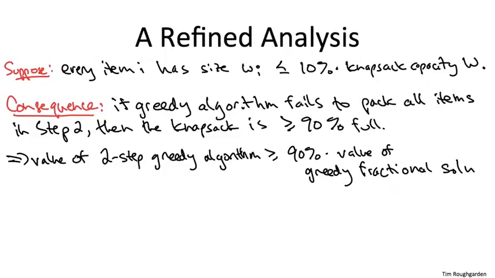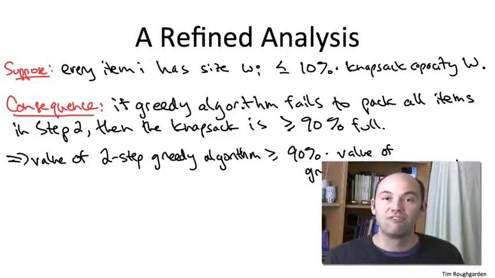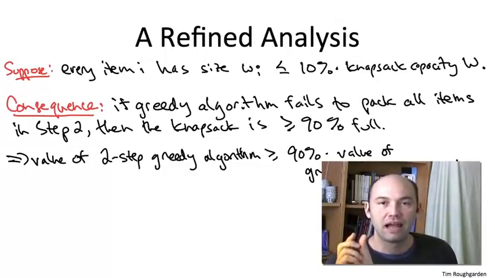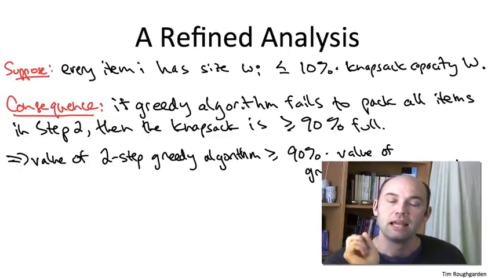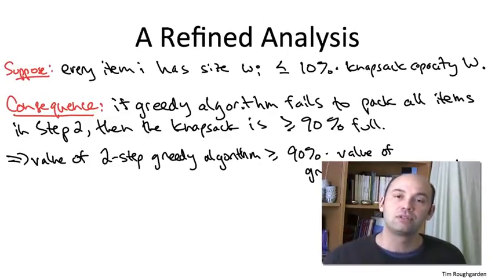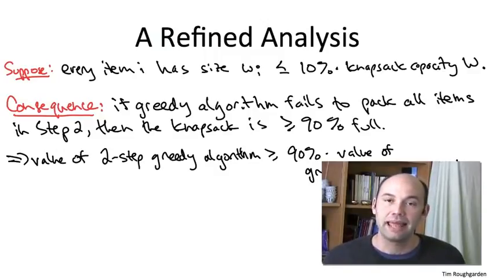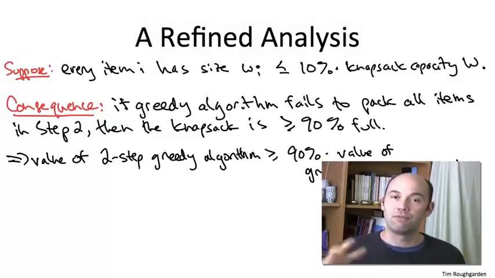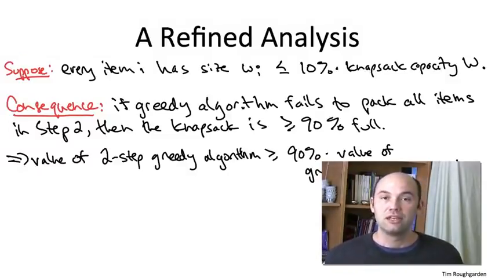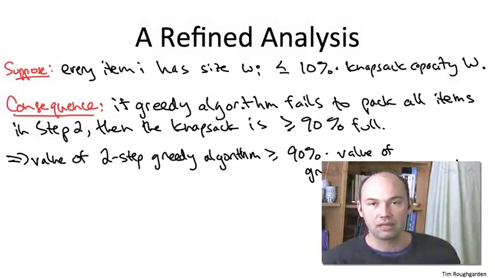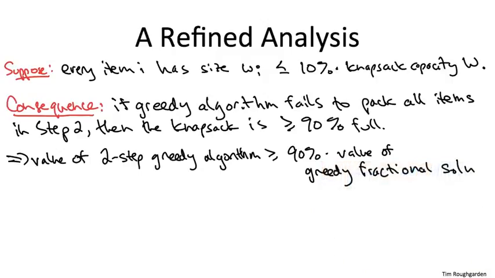Now, in the greedy fractional solution, the items are packed in decreasing order of bang per buck, of value per size. So this last 10% of the greedy fractional solution is also the least important. It's making the least valuable use of capacity. So this final at most 10% of the greedy fractional solution can account for at most 10% of its overall value. So whatever we're missing in our solution for our greedy algorithm, it's at most 10% of the overall value of the greedy fractional solution. That is, we're getting at least 90% of the value of the greedy fractional solution.